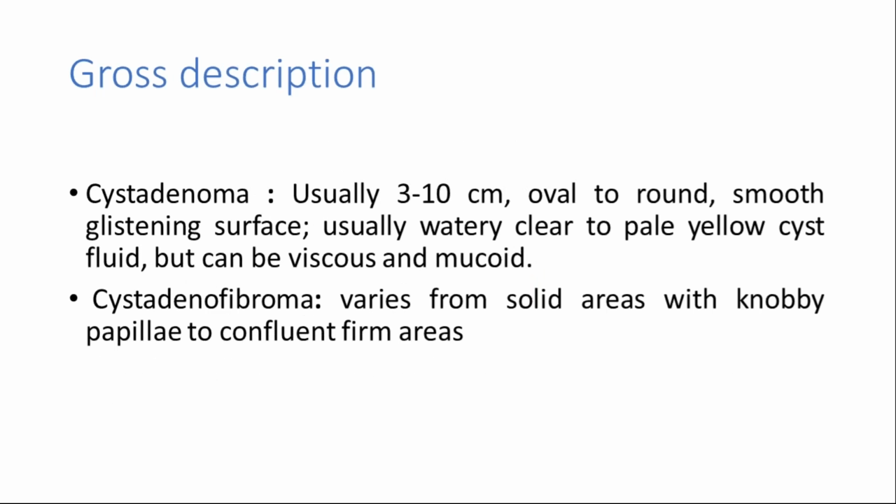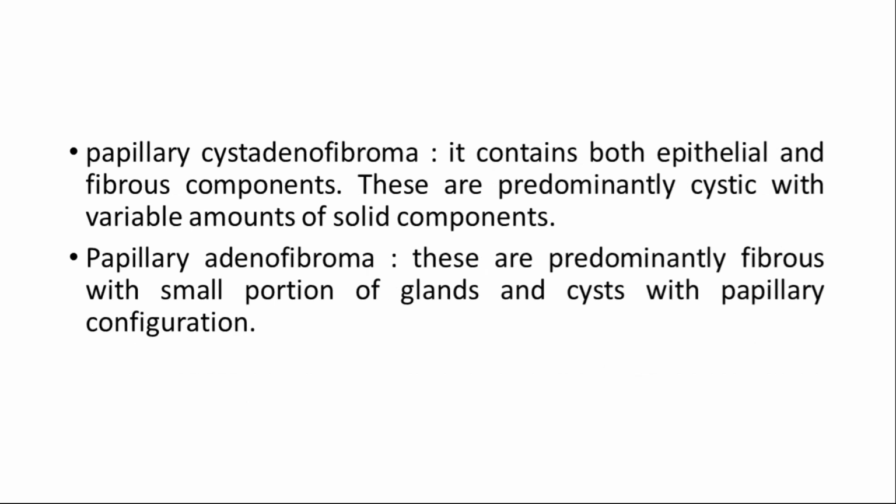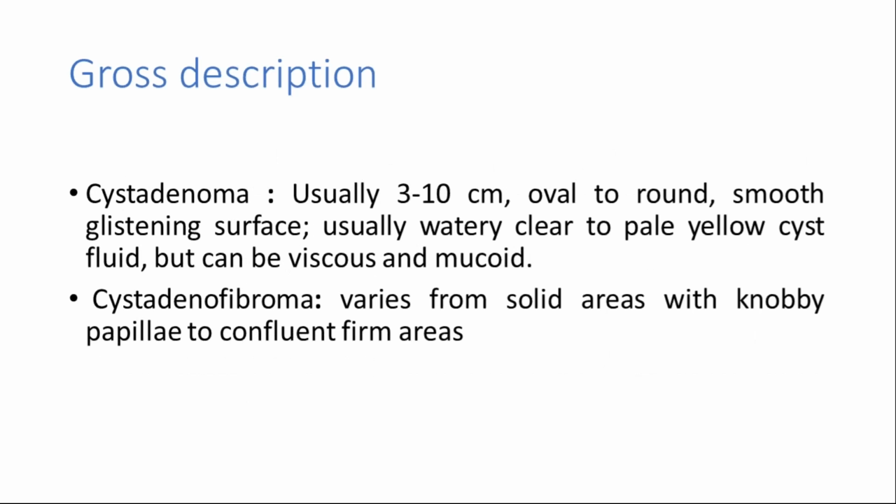So coming to the gross description, as I previously told, there will be 6 entities. There are cystadenoma, cystadenofibroma, adenofibroma, papillary cystadenofibroma, and papillary adenofibroma. So what is a cystadenoma? It is usually 3 to 10 centimeters large, oval to round, smooth, glistening surface, usually watery clear to pale yellow cyst fluid. But it can't be serous all the time. Water is nothing but we will say it is serous, but sometimes it could be viscous or mucoid.